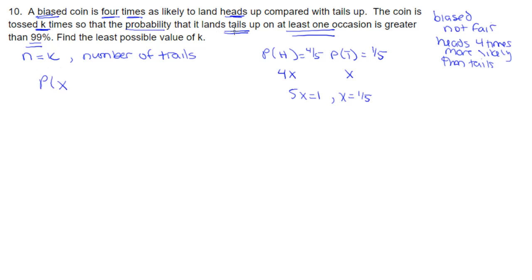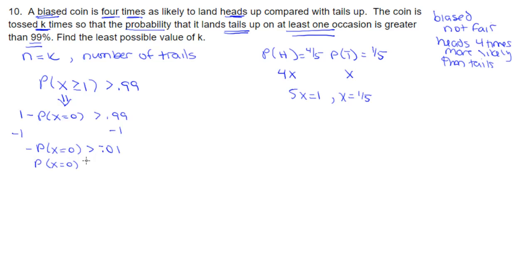What we're going to do is find the probability that x is greater than or equal to 1, which means that on at least one time on these trials, it's going to be a tail. Now that's 99%. This is the same thing as saying 1 minus the probability of x equals 0. And when I do that, I can get this probability by itself by subtracting 1 and then dividing both sides by -1. And what I'm going to get is the probability that x is equal to 0 is going to be less than 0.01.